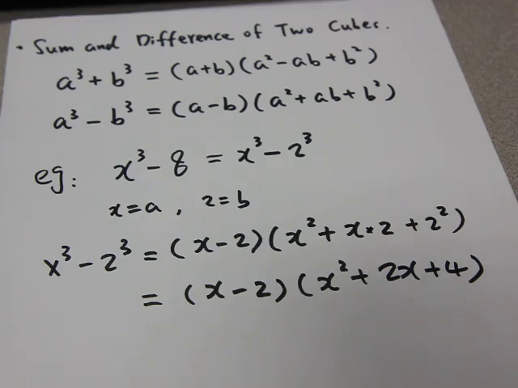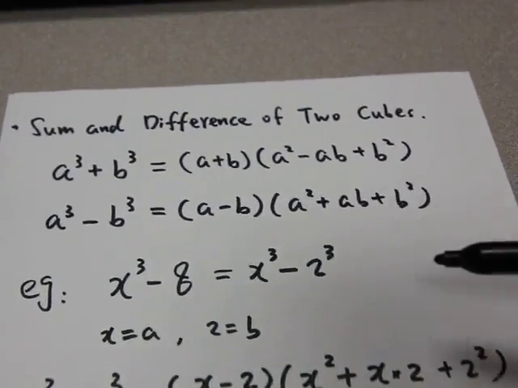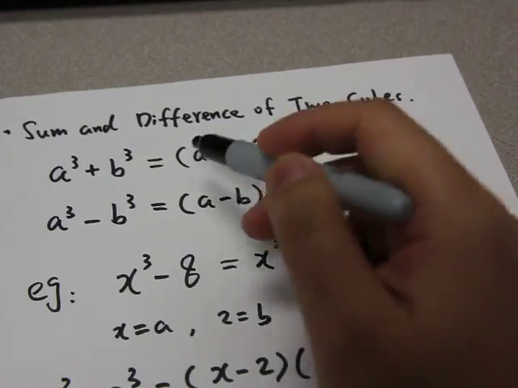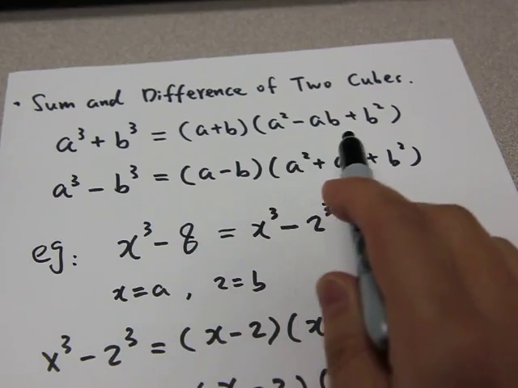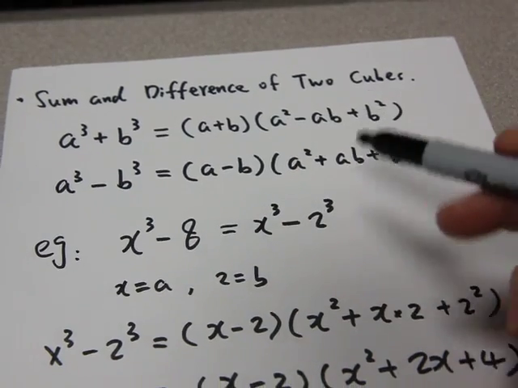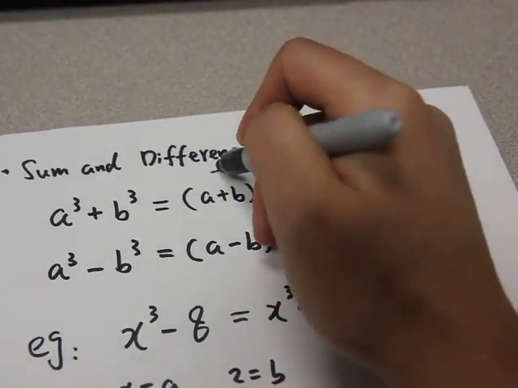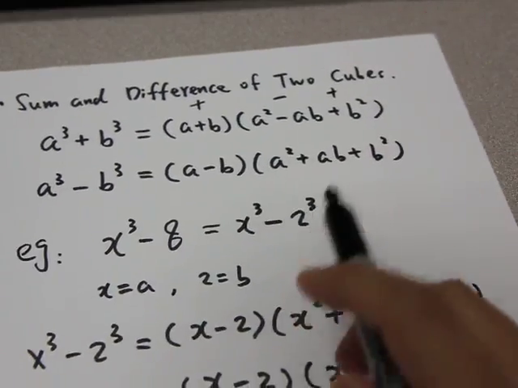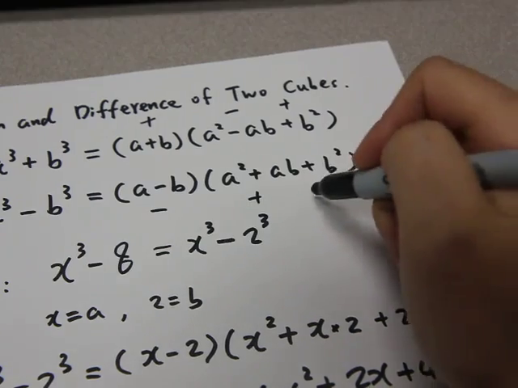Okay, now let me show you how to memorize this formula. So first we notice that the result is always a product of two factors, right? In the first factor, we have two terms, a and b. And in the second factor, there are three terms: a squared, ab, and b squared. Now the difference is the order of the signs, right? In the first formula, we first have a plus sign, then a minus sign, and then another plus sign. In the second formula, first we have a minus sign, and then a plus sign, and then another plus sign.